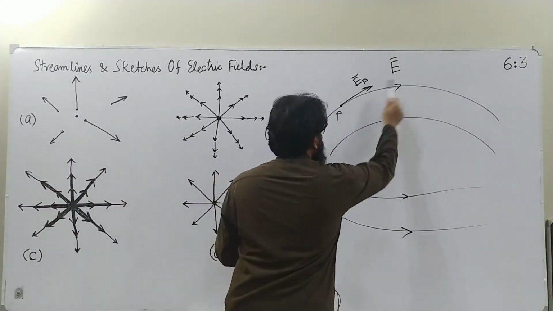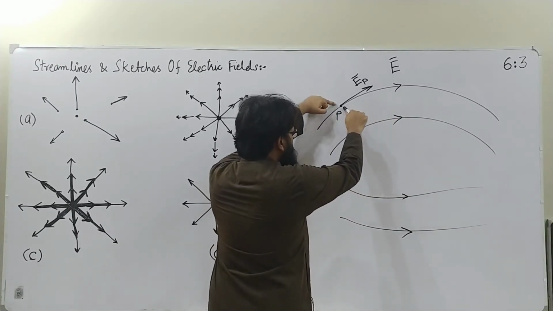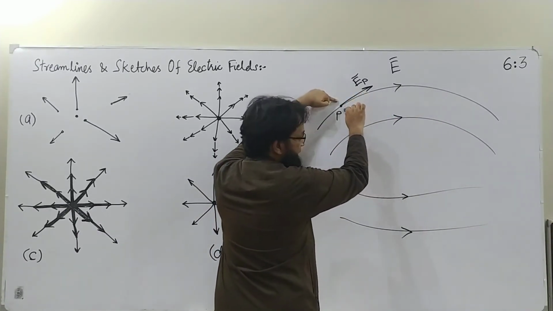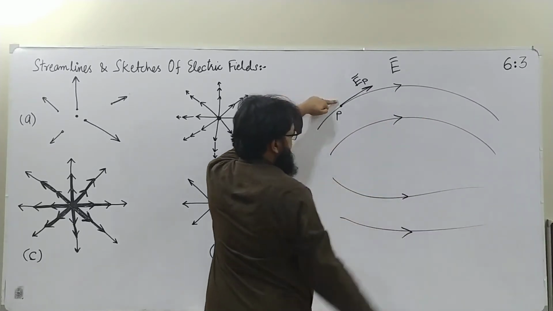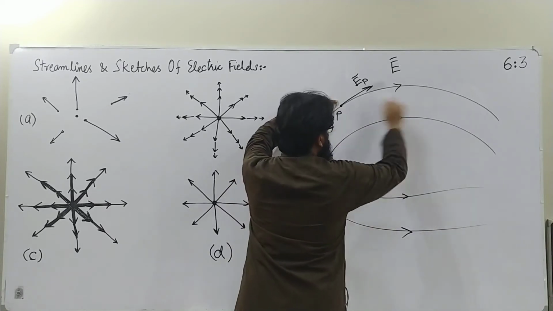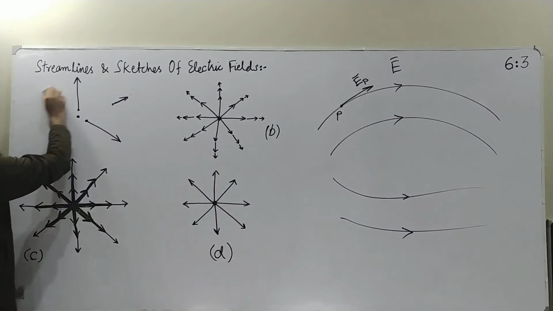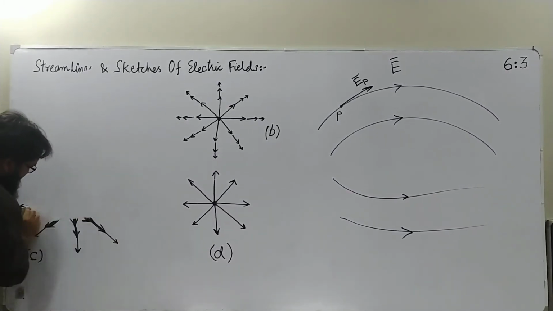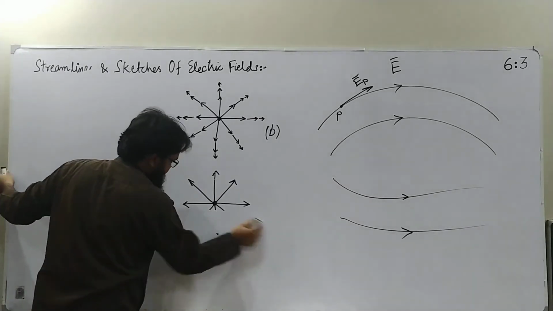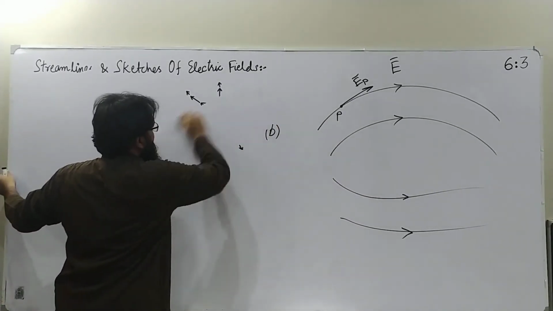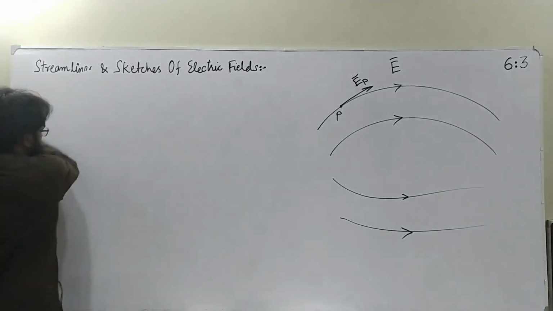So the direction of the field at any point will always be tangential to these curves, these streamlines if you like to call them, at the point at which you want to find the direction of the field. That's simple. So always remember that the concept of streamlines or sketches of the field is limited to 2 dimensions only. So you don't have to worry too much about the visualization, because this concept is limited only to 2 dimensions. In 3 dimensions we have got other ways to represent or sketch the field, which is out of scope of our subject.